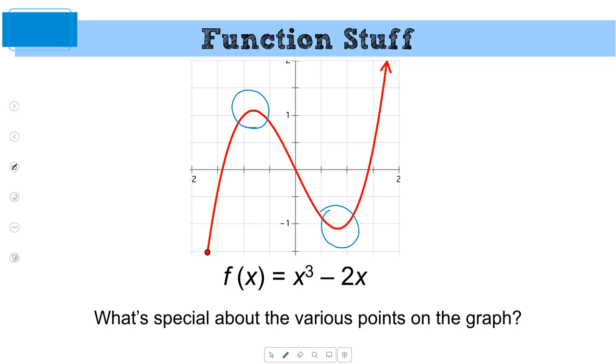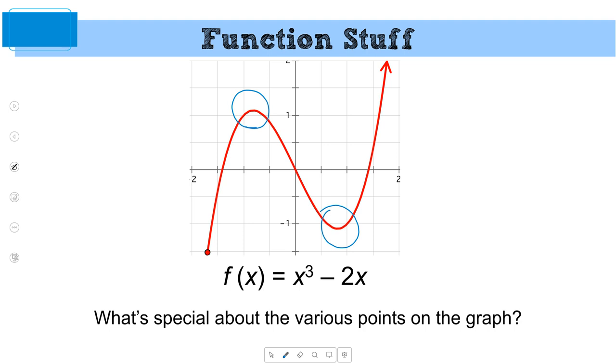Conrad, where's the lowest point on the graph? It seems to be about that dot at the bottom left. I'll give you that. Where's the highest point on the graph? Infinity that way. Well, okay, good. Anything else we want to talk about?